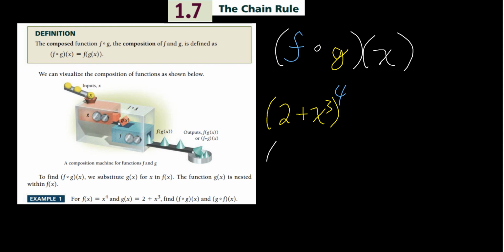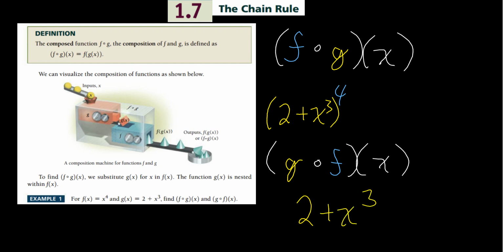Next, we'll do g of f of x. And g was 2 plus x cubed. So we're going to plug in f, x to the fourth, everywhere we see an x here. That's easy. We just plug in an x to the fourth, so we're going to erase this x and put x to the fourth in there. We're going to do some more erasing than that.